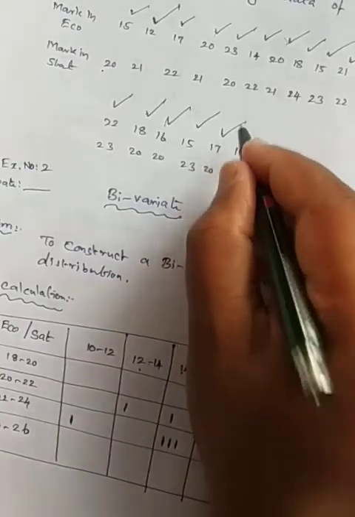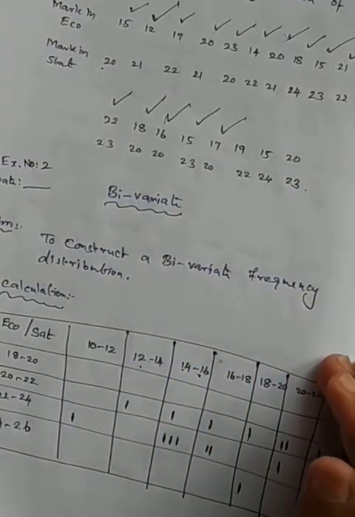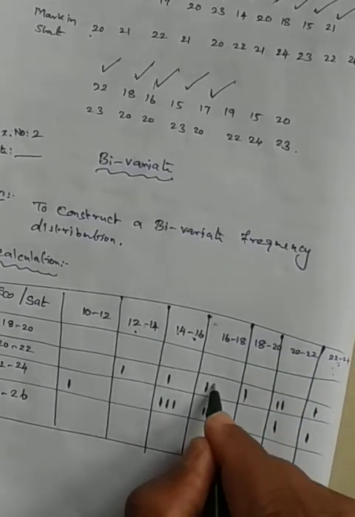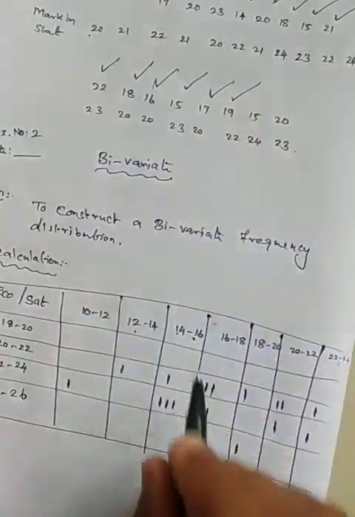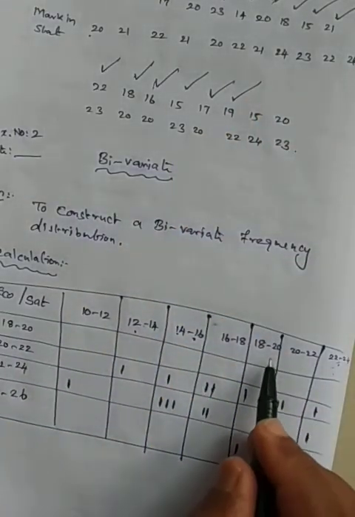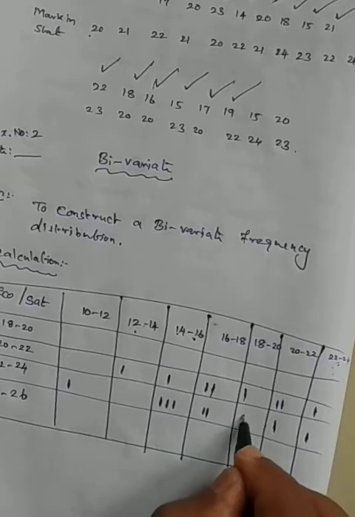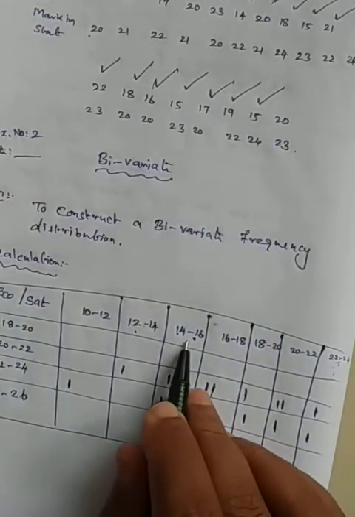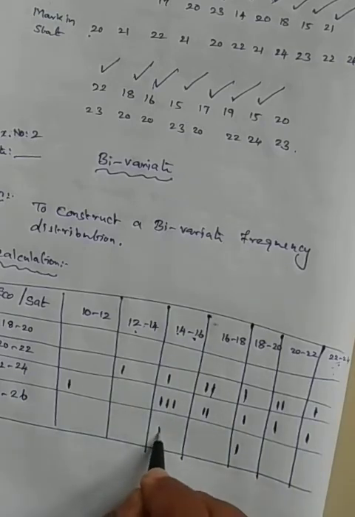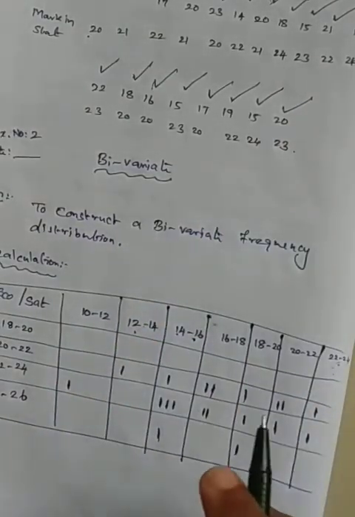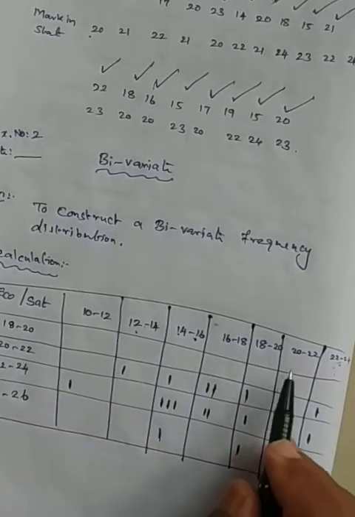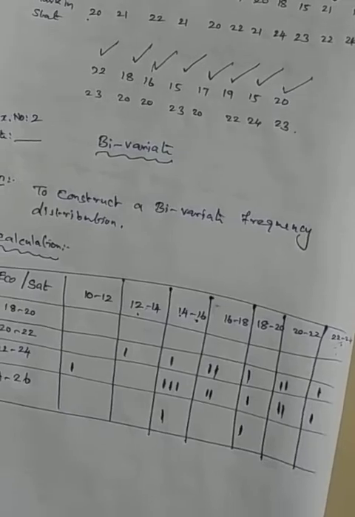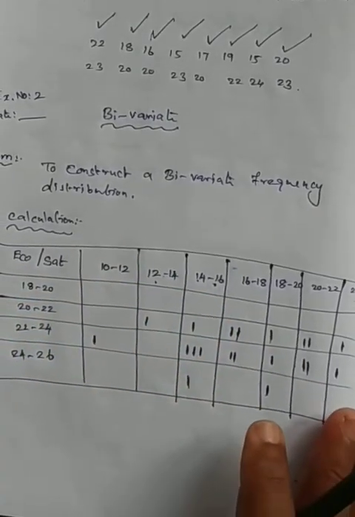The next one 17, 20. Here. Then 19, 20. Then 19, 22. Here it will come. 15, 24. Where is 15? 24 is here. The next one, finally 20, 23. So 20, 23. In this way you have filled each and every data.